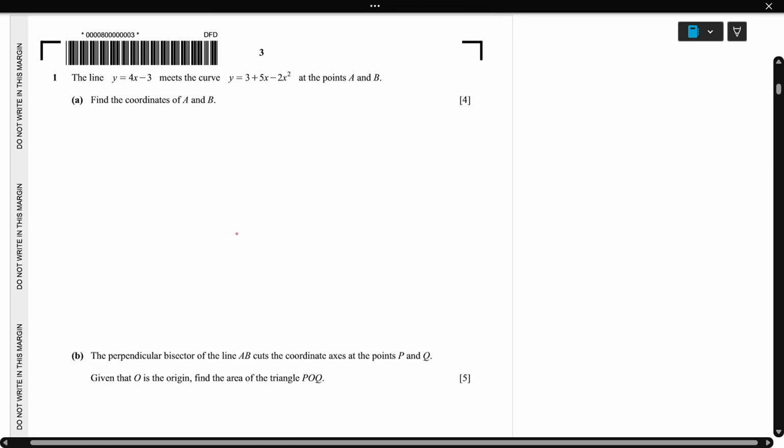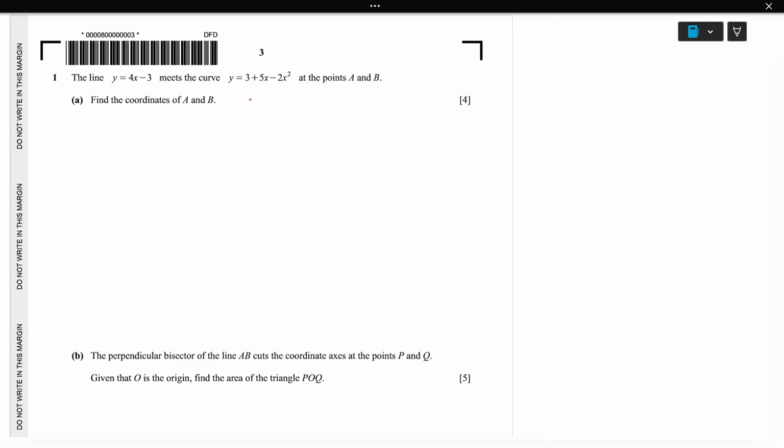The line y equals 4x minus 3 meets the curve y equals 3 plus 5x minus 2x squared at the points A and B. Find the coordinates of A and B. So we need to equate both equations: 4x minus 3 equals 3 plus 5x minus 2x squared. Rearrange: 2x squared minus x minus 6 equals 0.